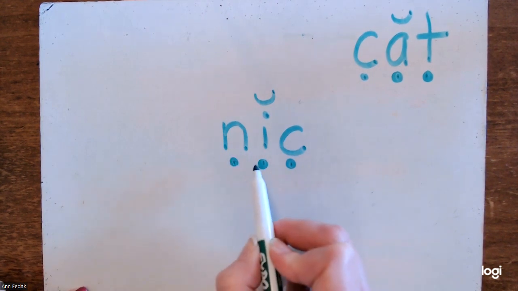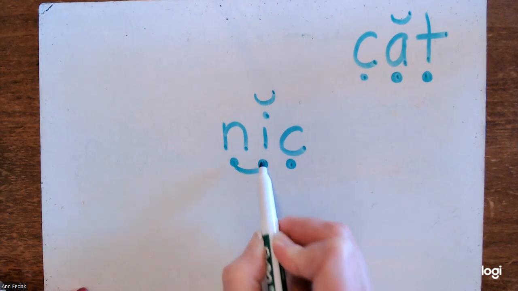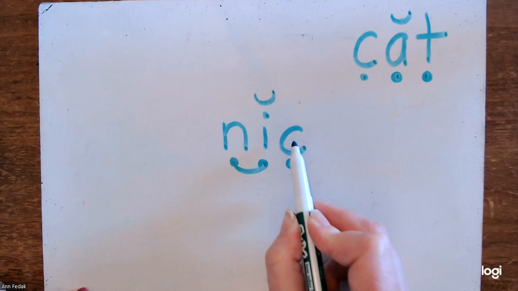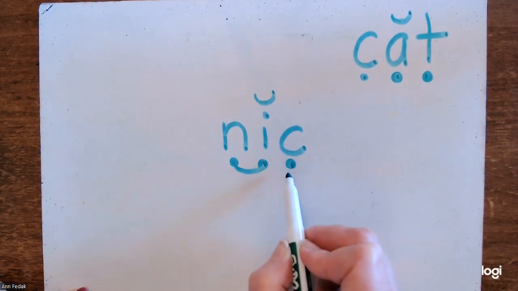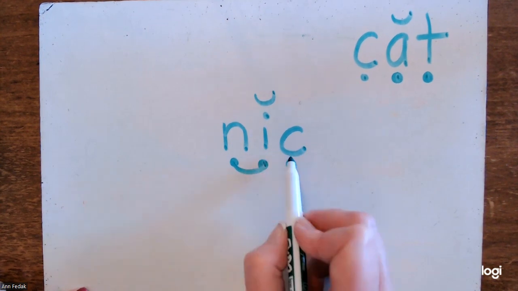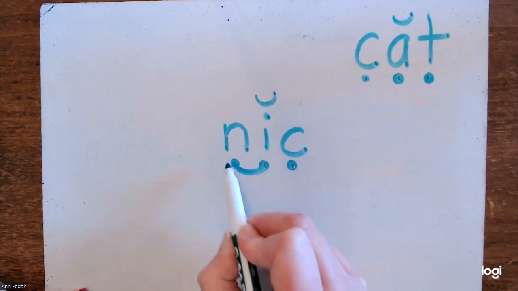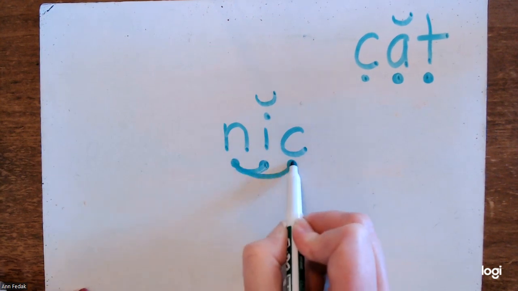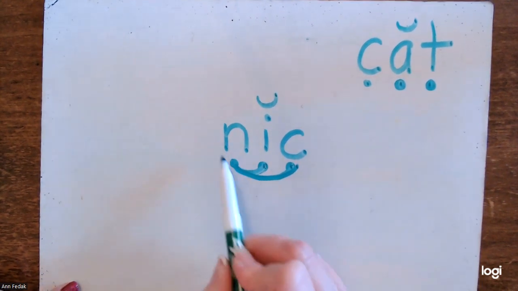We're going to start with our first 2 and link them. N, ih, nih. Let's add in our last sound, C sound. Do you know what C sound is? In this word, our C is going to make a K sound. Let's add that in. Nick, nick. Our nonsense word is Nick.